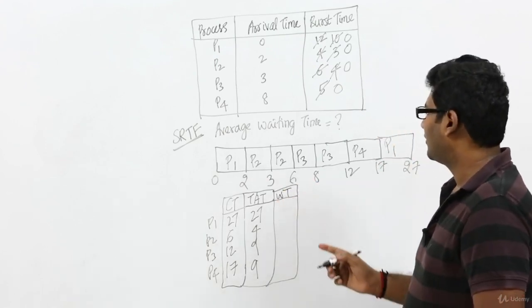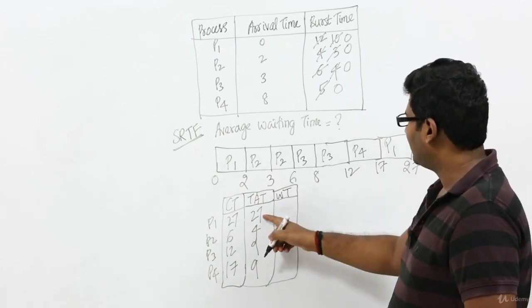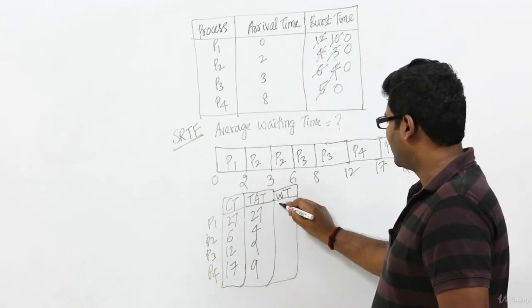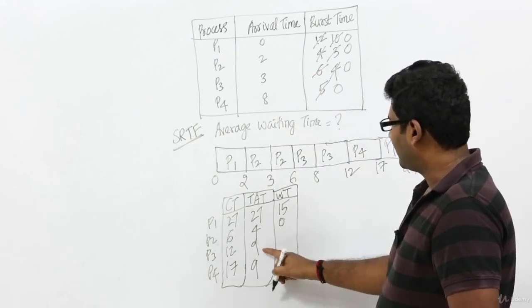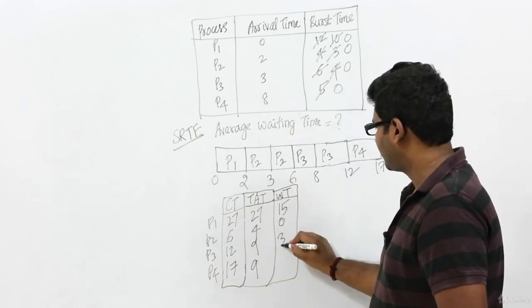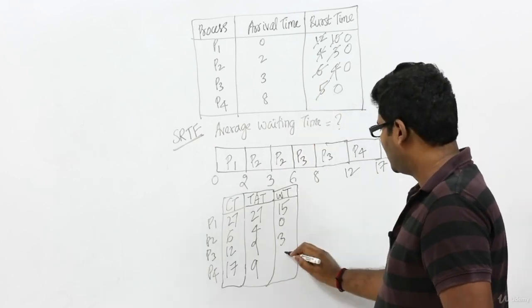Waiting time is equal to turnaround time minus burst time. 27 minus 12 is 15. 4 minus 4 is 0. 9 minus 6 is 3. 9 minus 5 is 4.